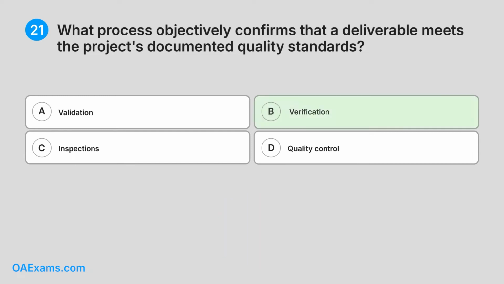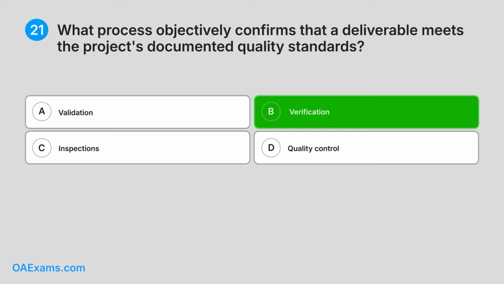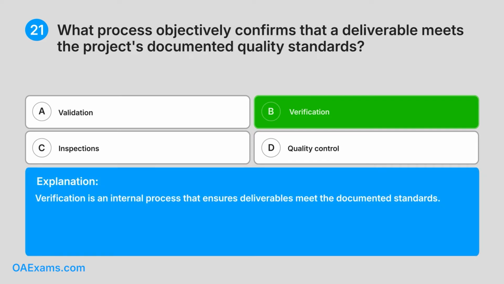Correct answer: B. Verification. Explanation: Verification is an internal process that ensures deliverables meet the documented standards.